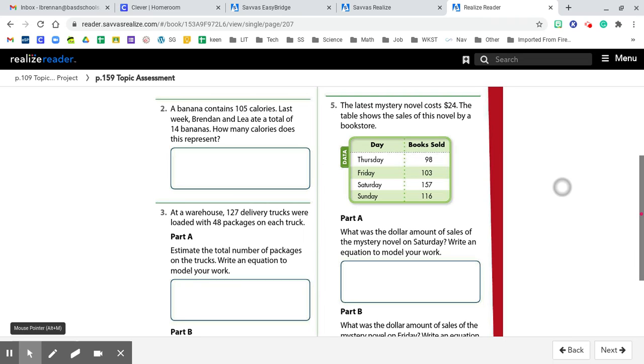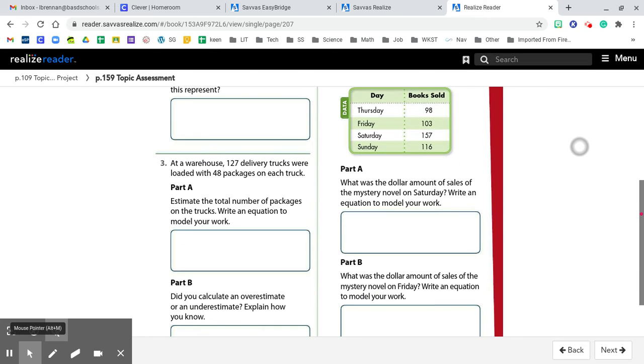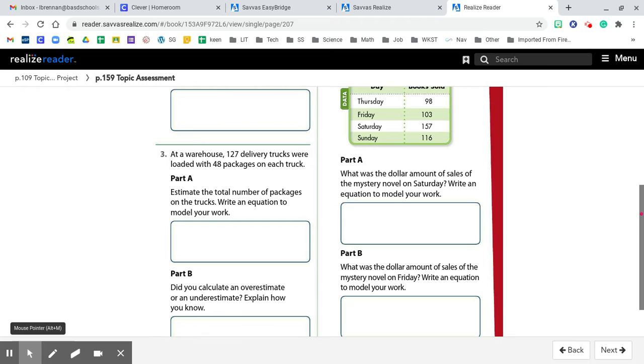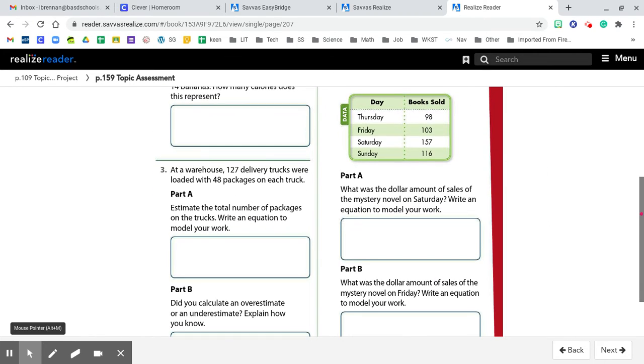The latest mystery novel costs $24. The table shows the sales of this novel by the bookstore. Part A, what is the dollar amount of sales of the mystery novel on Saturday? Write an equation to model your work. So the mystery novel costs $24. I have to move my screen up, so I'm going to put that there to remind myself. So on Saturday, when I go to the chart, there's 157 times 24, and I have to show my work. So I want to actually write out my problem.